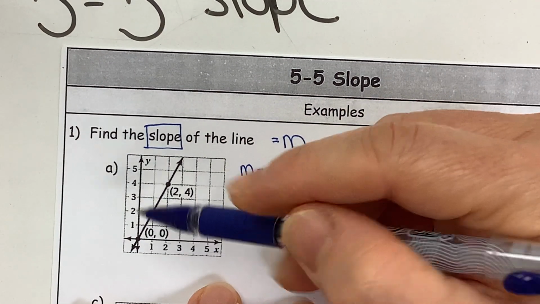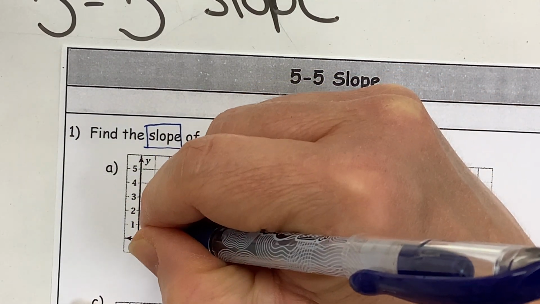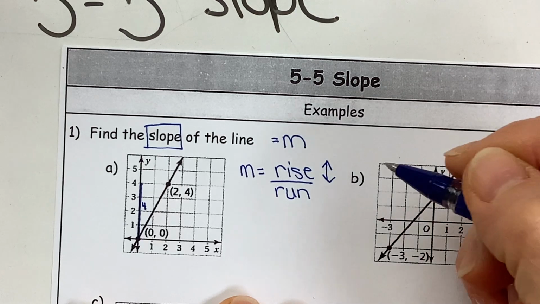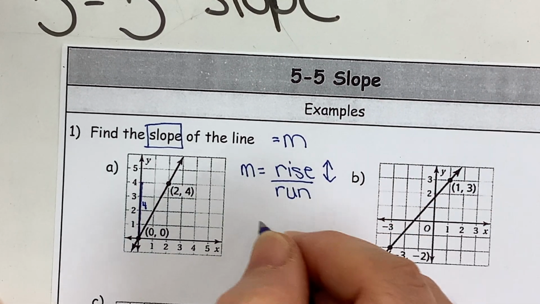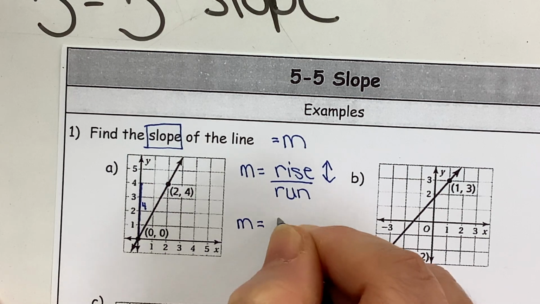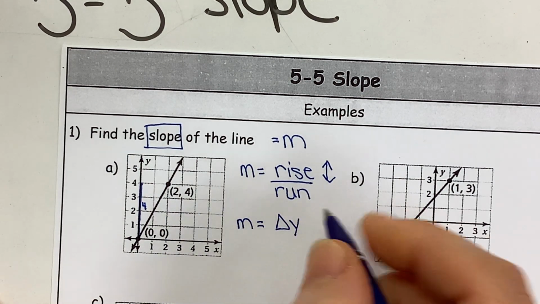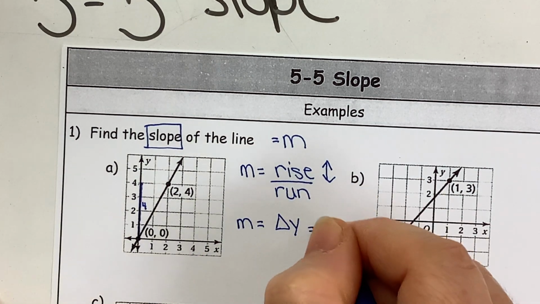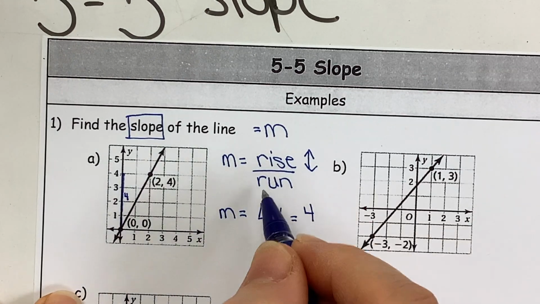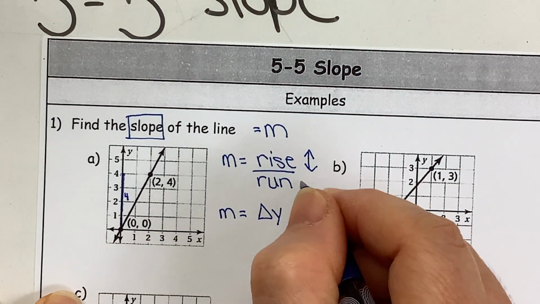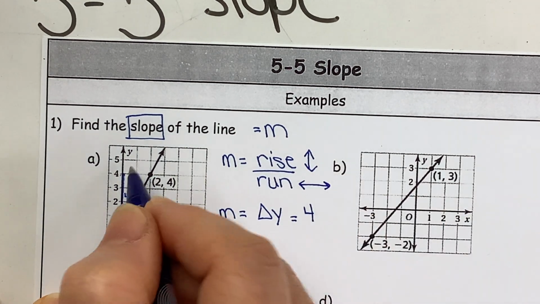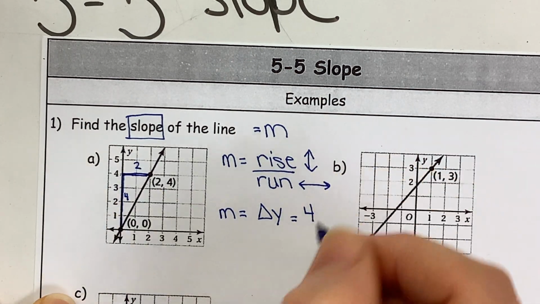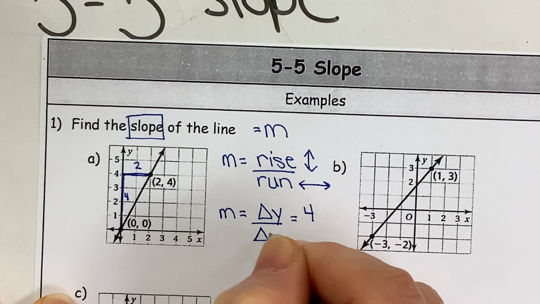So if we start at this 0, 0, we can see that this rose 1, 2, 3, 4. It went up 4. That is also the change in your y value. So the change in our y value, we went up 4. We started here, we went up 4. So our change in the y was 4. Now, it's rise over run, so run is this way. And so from this point over, we ran 1, 2. And that is the change in our x.